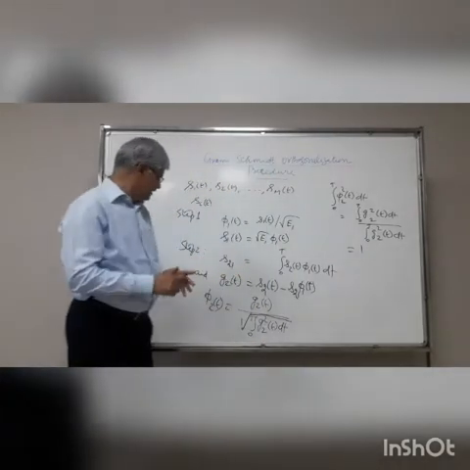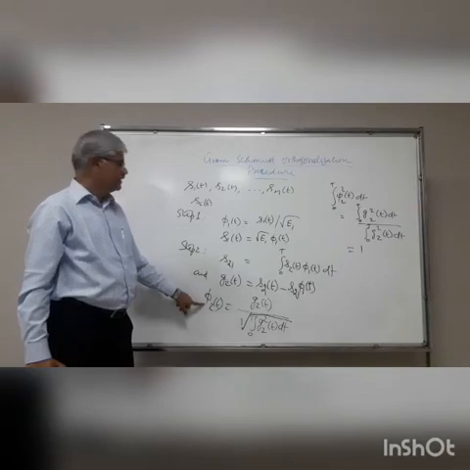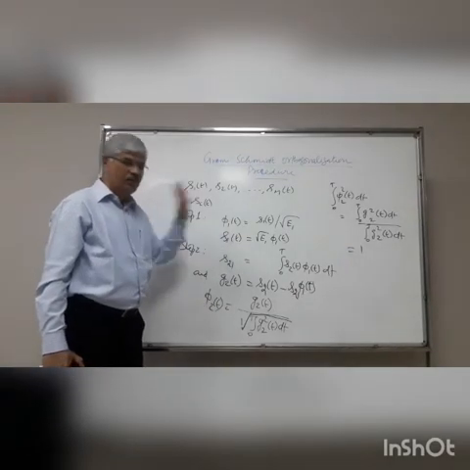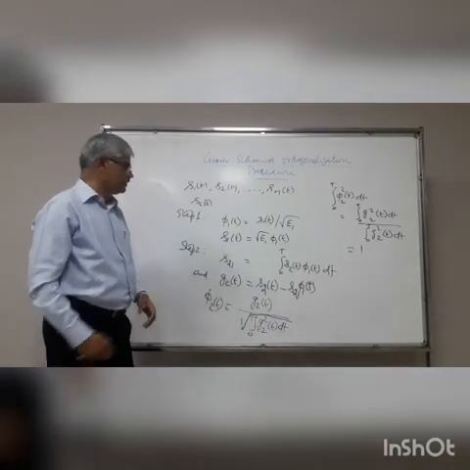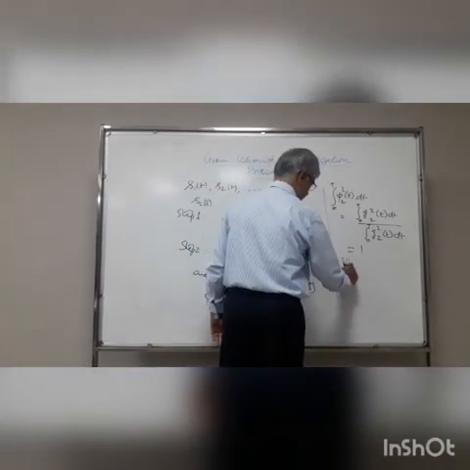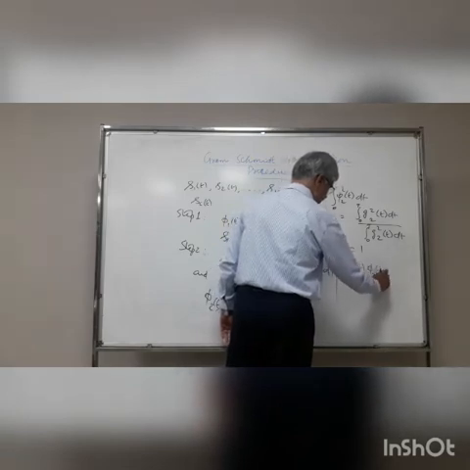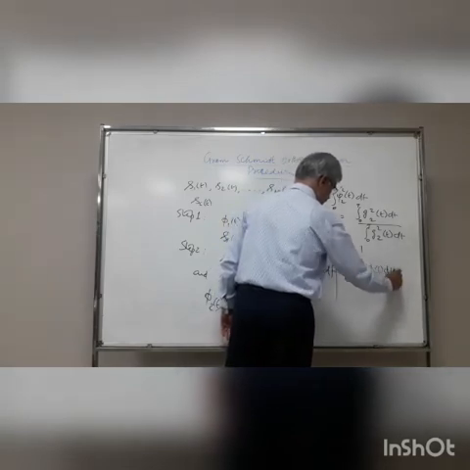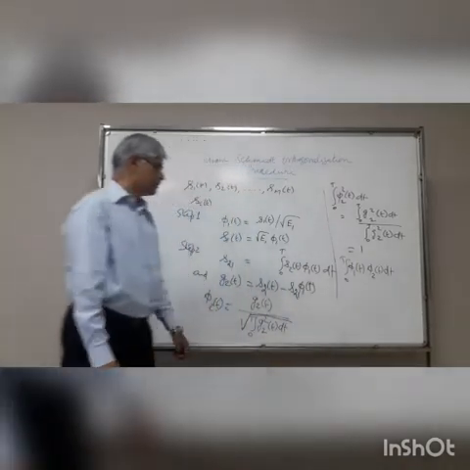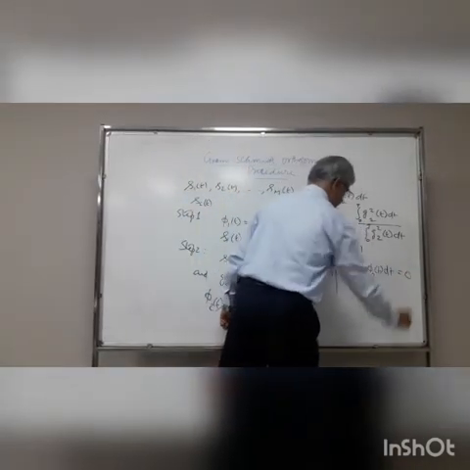That means phi 2 of t has unit energy. Phi 1 of t we have already defined to be unit energy. Now similarly, if you do this operation, the integral of phi 1 of t into phi 2 of t dt, you will find this result is equal to 0.